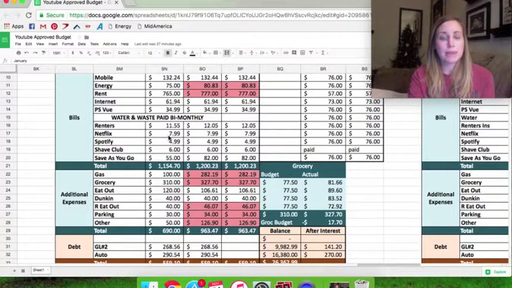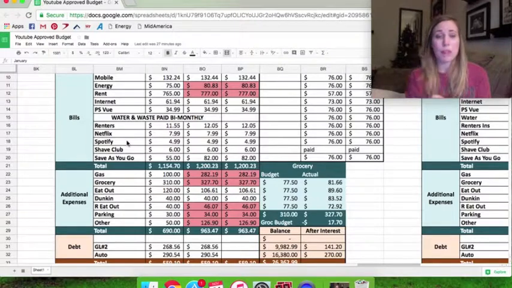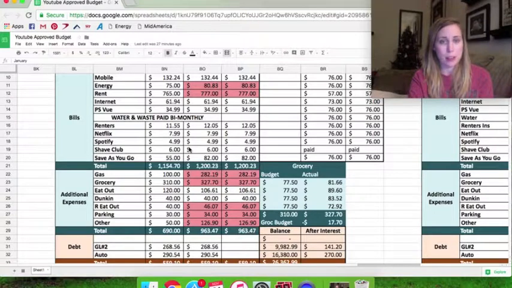Netflix right here, $7.99 a month. Spotify, my husband does get a student Spotify. It is his little treat every month, a little something extra for him, and he does use it religiously, especially as a musician. It's very handy to have, so you can download that music. It doesn't use data. It's very useful. So he does have student Spotify, $4.99 a month. We use Shave Club to save on our razors, $6 a month.